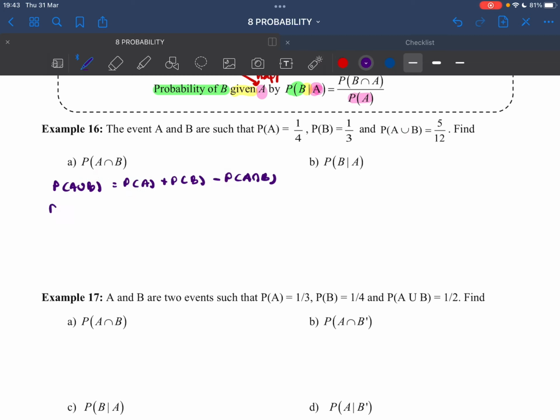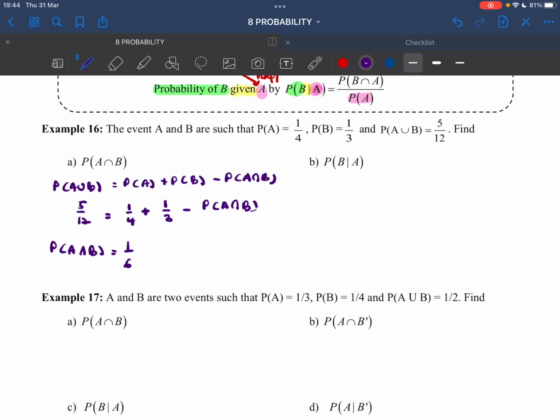So we just rearrange. P(A union B) is 5 over 12. Here P(A) is 1 over 4, P(B) is 1 over 3, minus P(A intersect B). So rearrange everything, you will get P(A intersect B) is equal to 1 over 6.